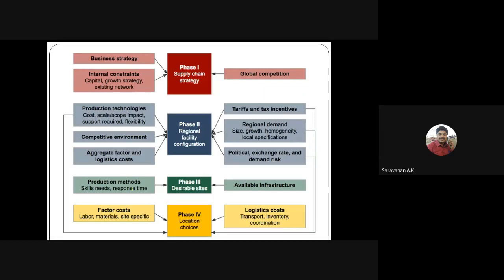So the first one is the production technologies, right? Either the economies of scope, how the economies of scope are there, right? So whether the product will reach the customers at economic scale or not, right? So that we have to see the flexibilities, right? What flexibilities are there? So how much impact will it create for the customers, right?